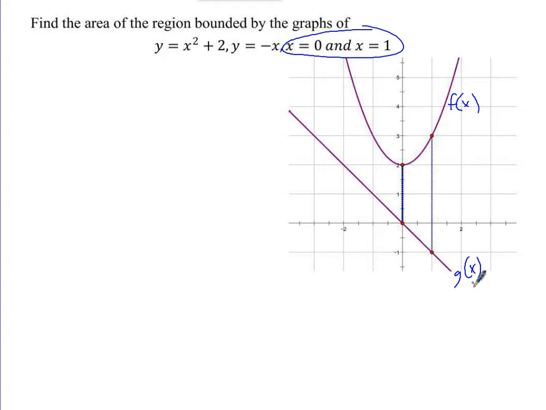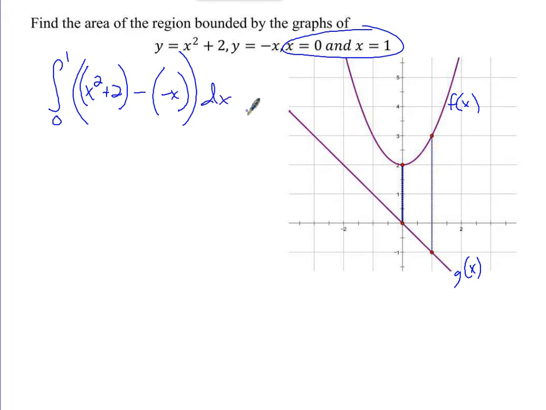Okay, so what do I need to do? Since we already have our points, we can just integrate. Integral from 0 to 1 of the upper, which is x squared plus 2, minus the lower, which is negative x, dx. Look at all those parentheses in there.